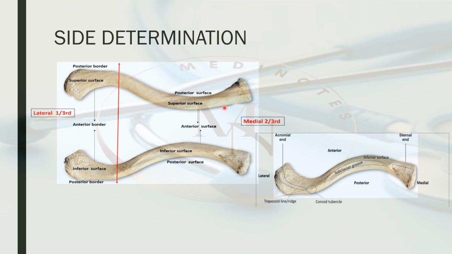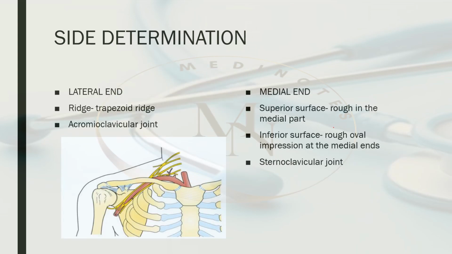Then you would see that the inferior surface would have an oval impression at the medial end, and over here also you would see some oval impressions. As I said, this would go and form the sternoclavicular joint. This is what I was saying about the sternoclavicular joint, which would be attaching over here to the manubrium.